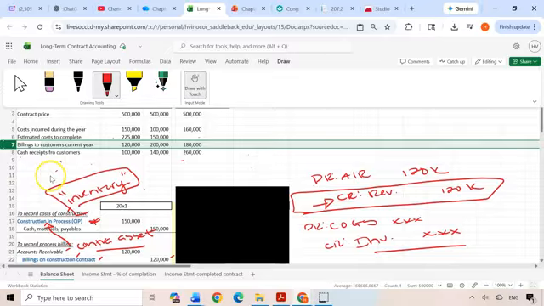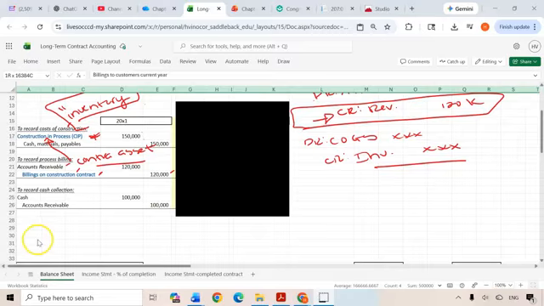Next, we've received cash. We received $100,000, so we're going to debit cash for $100,000 and credit the accounts receivable for the $100,000, just like we normally would. Let's go to our T accounts.